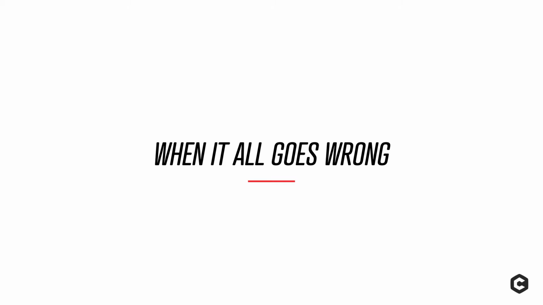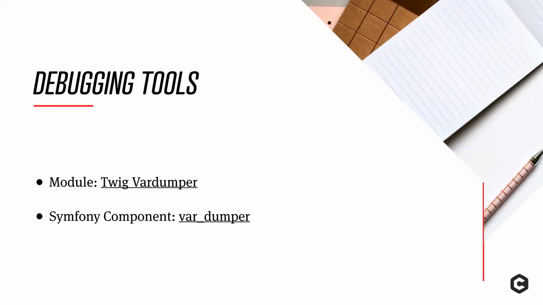So when it all goes wrong, when you follow this process but things still aren't linking up, we debug. Two debugging tools that I want to give a shout out to. The first one is a module, Twig var dumper. This is for debugging on the front end. If you have a Twig template and you want to see what's inside of a variable, you can use Twig var dumper to call a debugging function to see what exists in there. And then by default, we have a Symfony component, var dumper, which Twig var dumper uses.